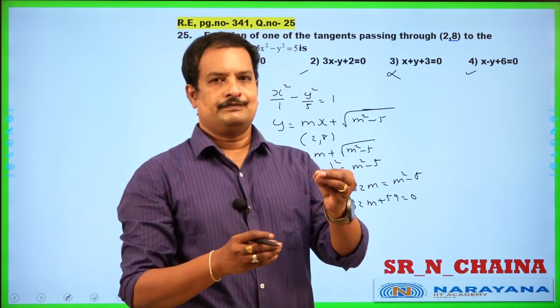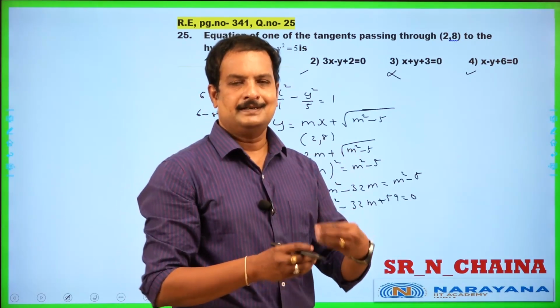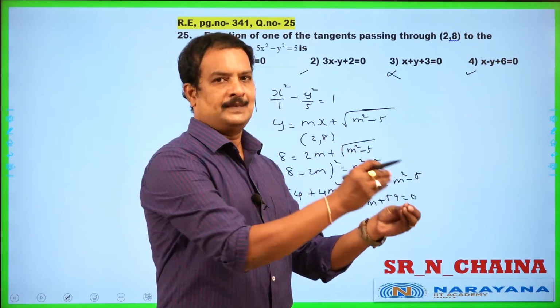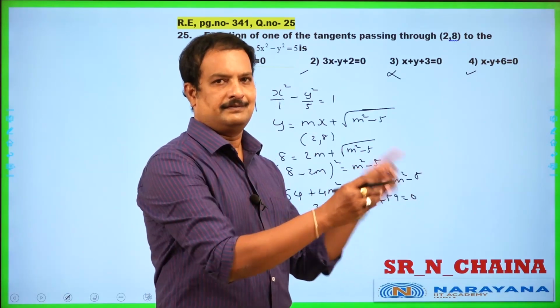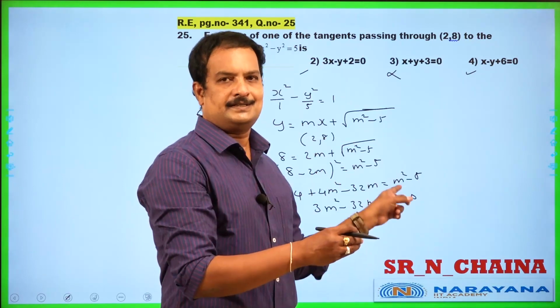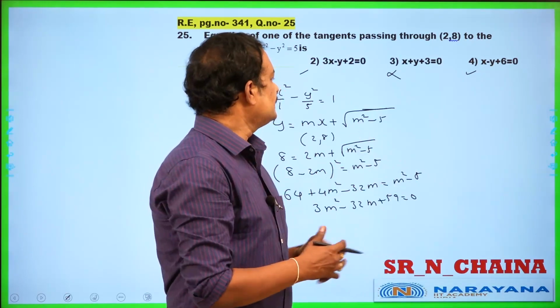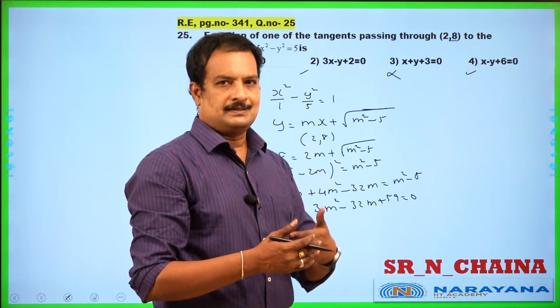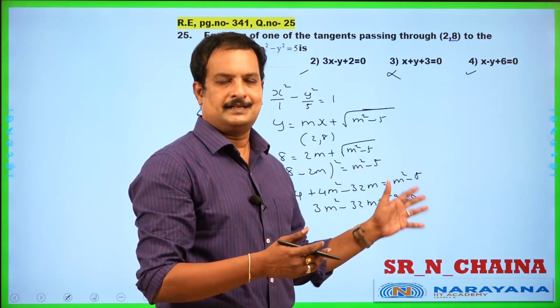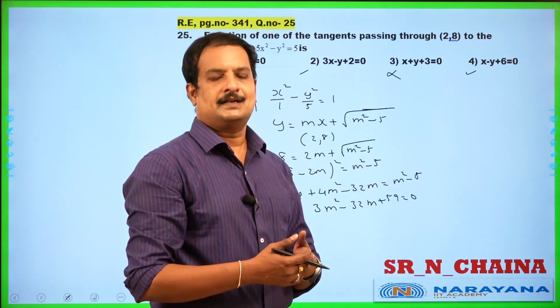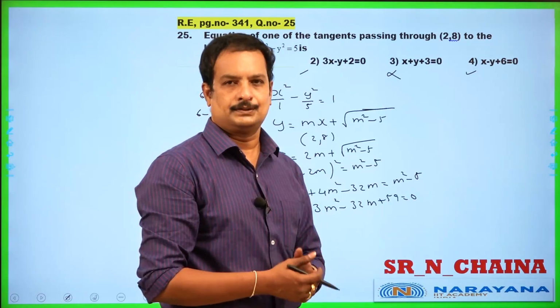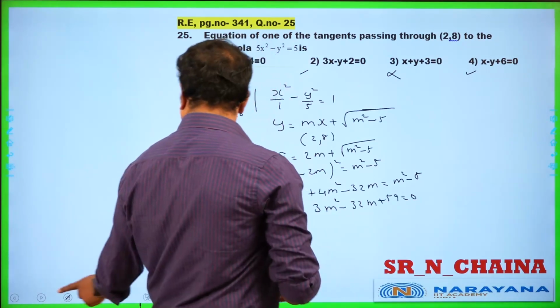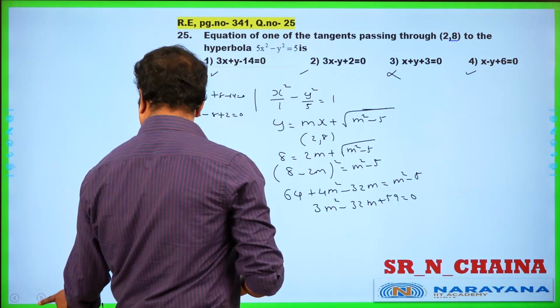Simply, whenever you want to find out the tangents drawn from a point, simply you substitute that point in the given equation, y equal to mx plus or minus root over a square m square minus b square. Suppose by chance you are not able to get any value of m, that implies from that point tangents cannot be drawn. This is how we are going to decide the answer. Now let's go for the next question.